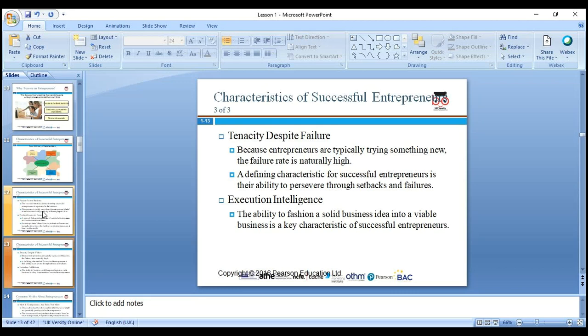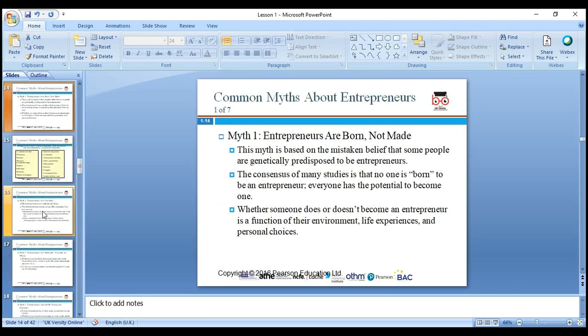So execution intelligence is all about the ability to fashion solid business ideas into viable ones. So we're looking at different business ideas to be implemented, like the example I quoted earlier. Like apps: we know in IT we can create, we can make apps, but for what purpose? For making apps and using them for business purposes. So that's all we need to be.